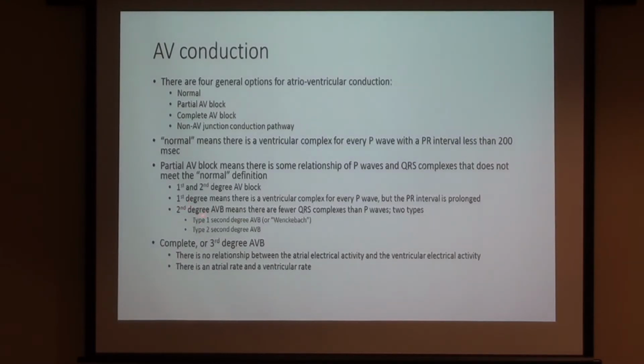Second degree AV block means that there are fewer QRS complexes than there are P waves, and there's 2 types. The first type is Wenckebach block, or type 1 second degree AV block, and then there is type 2 second degree AV block. And I would tell you that if you want to make that diagnosis, better be very careful. It's rare. I'm telling you, maybe you've seen it 3 or 4 times in 25 years. Very rare.